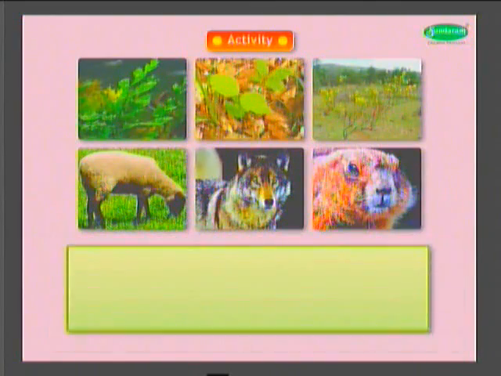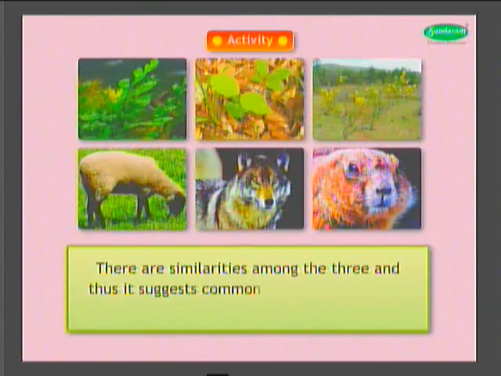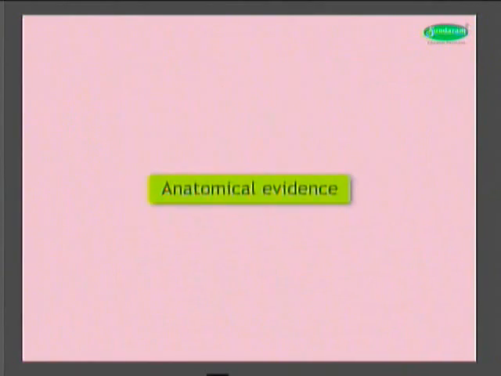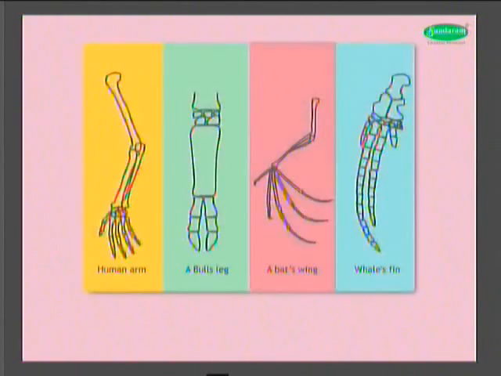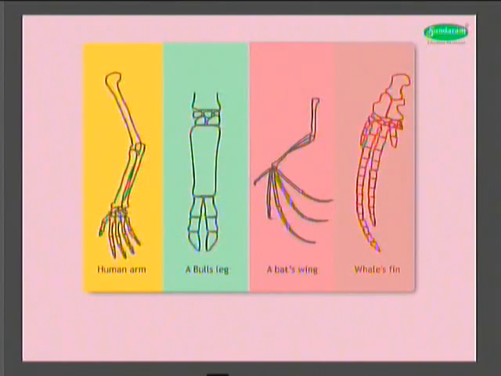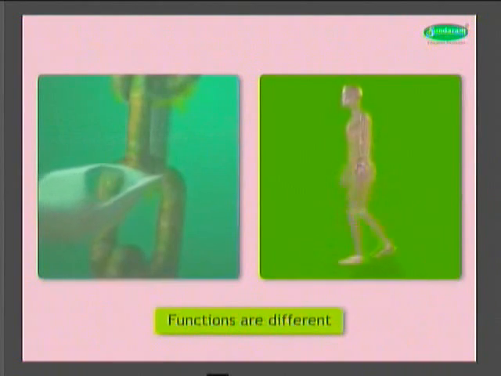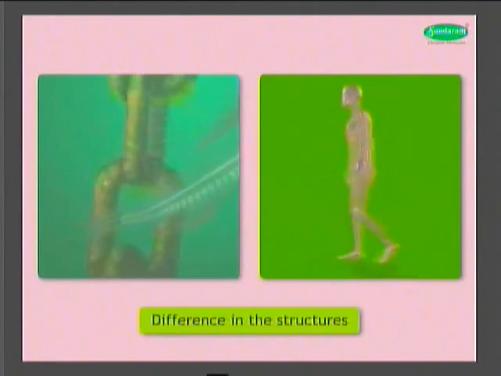Your answer indicates that there are similarities among the three, and thus it suggests common origin and evolution from a common ancestry. Let us see what is meant by anatomical evidence. Generally speaking, the human arm, a bull's leg, a bat's wing, and whale's fin have nothing in common. See this figure. They all perform different functions in their respective animals. Since their functions are different, there is difference in their structures.